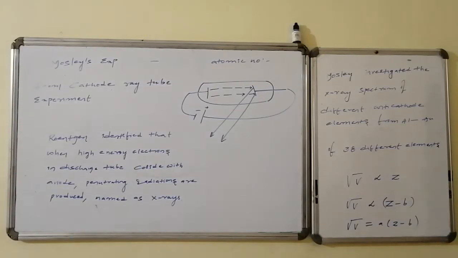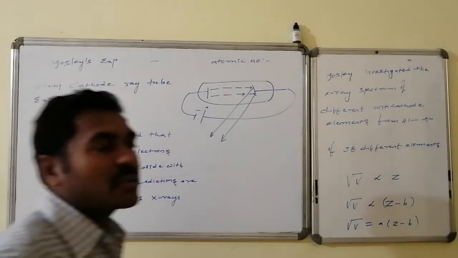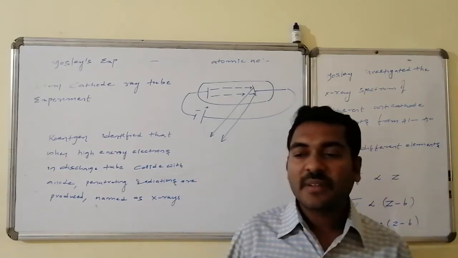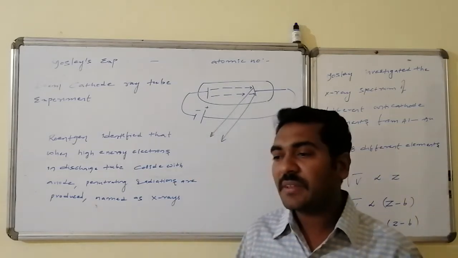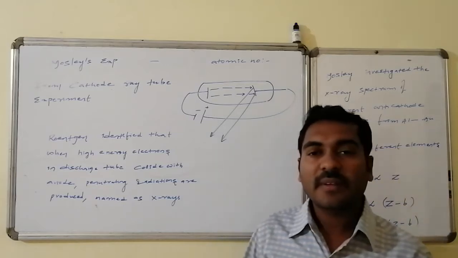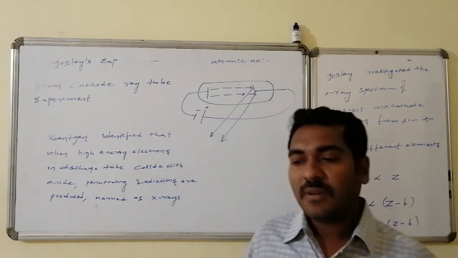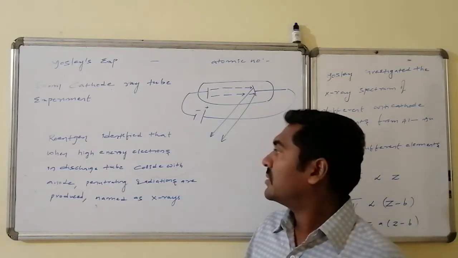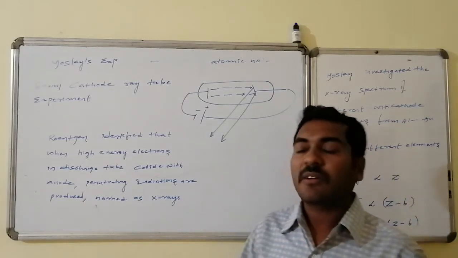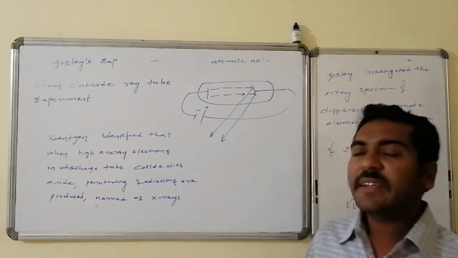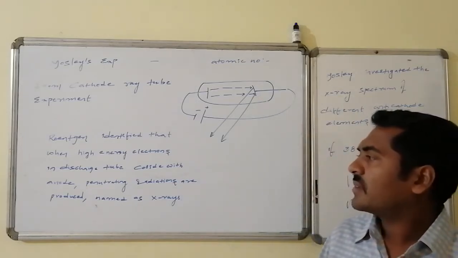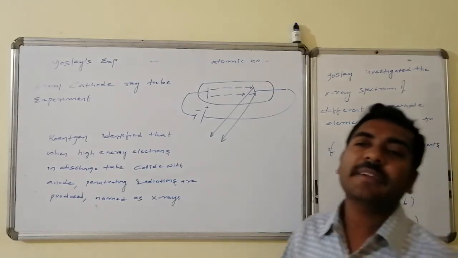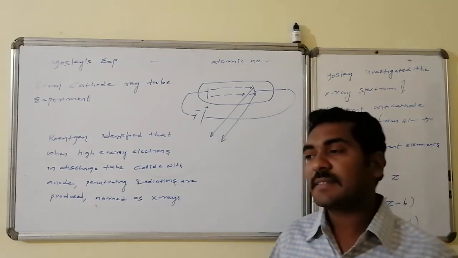Moseley's experiment as well as atomic number. From the cathode rays experiment, different investigations were in progress, and in these investigations, instead of the usual anode metal, different varieties of materials were used as the anode, that is, the anti-cathode. As a result, Röntgen identified that when high energy electrons are discharged and collide with the anode, penetrating radiations are produced. These penetrating radiations are named X-rays.